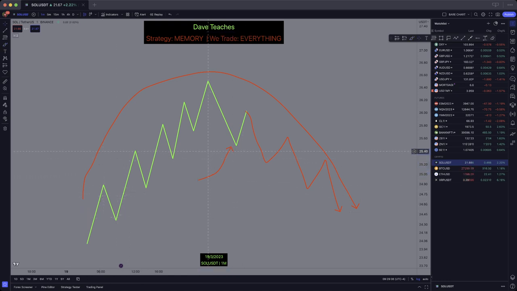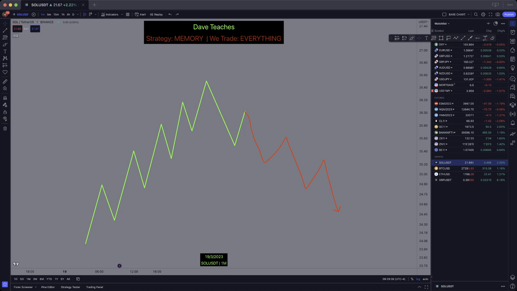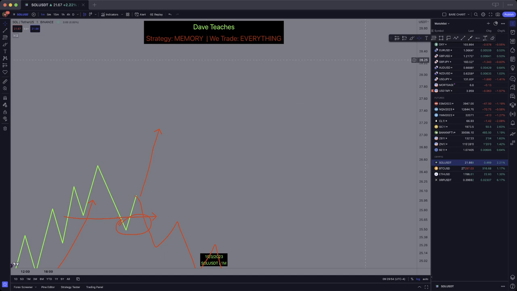Because as I teach, whenever we have price making its way up like this, you have to take into account that the first break oftentimes can just be the liquidity grab to trade higher. And then when we begin to make our way back up, you get something like that.